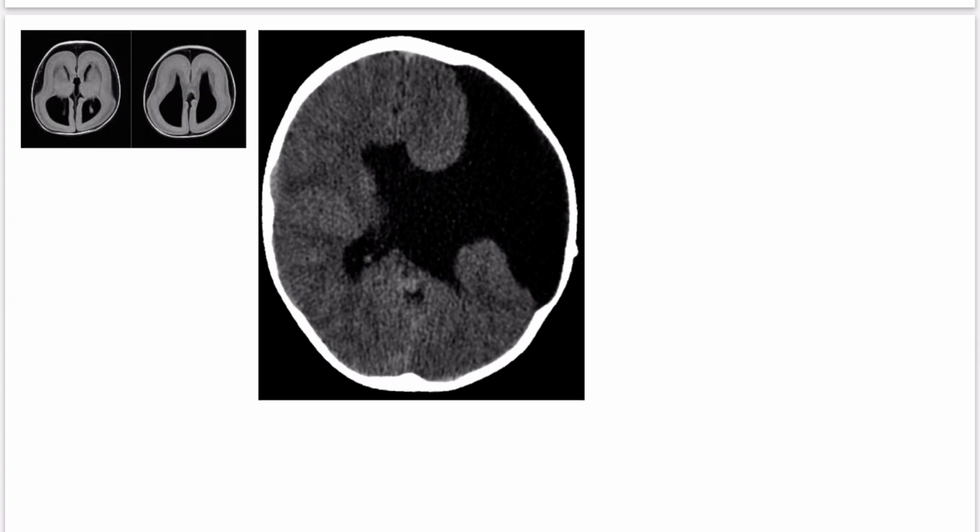Then let's move on to some parenchymal issues. Normally, we all know our brain parenchyma has some gyri, sulci. The surface of our brain is not smooth. It's convoluted, right? We have gyri, sulci. But here, the surface appears to be very smooth. This is absence of gyri, agyria. This is known as lissencephaly.